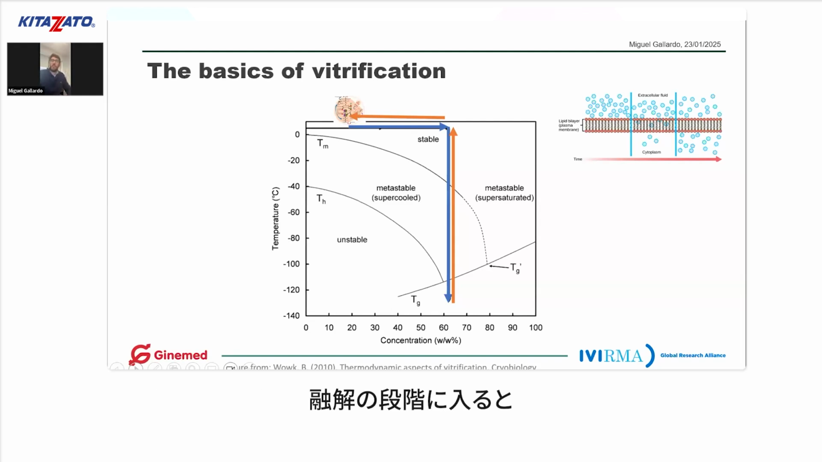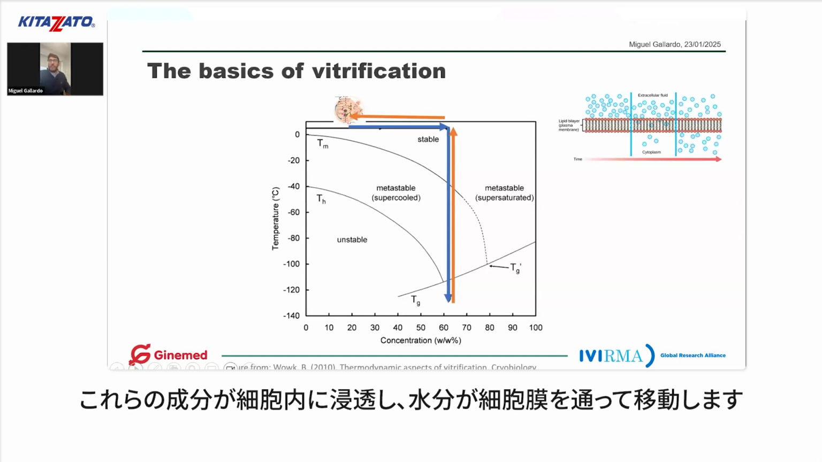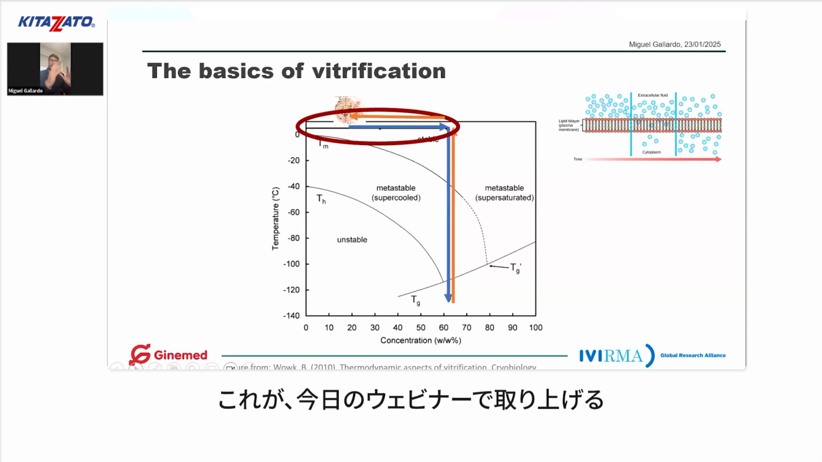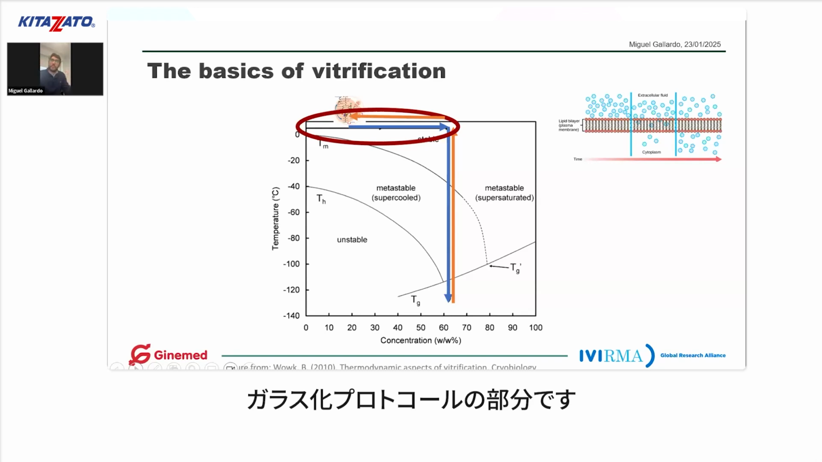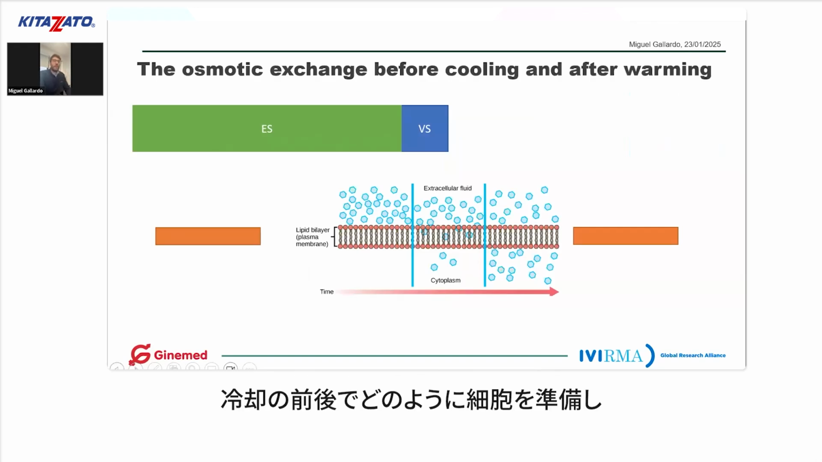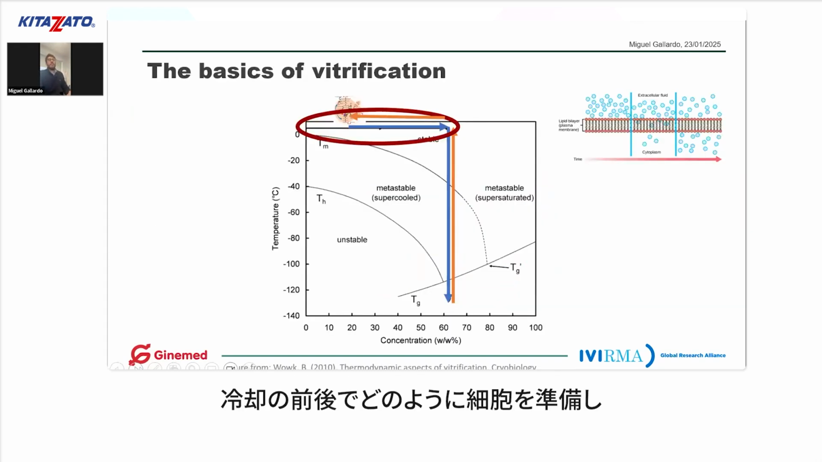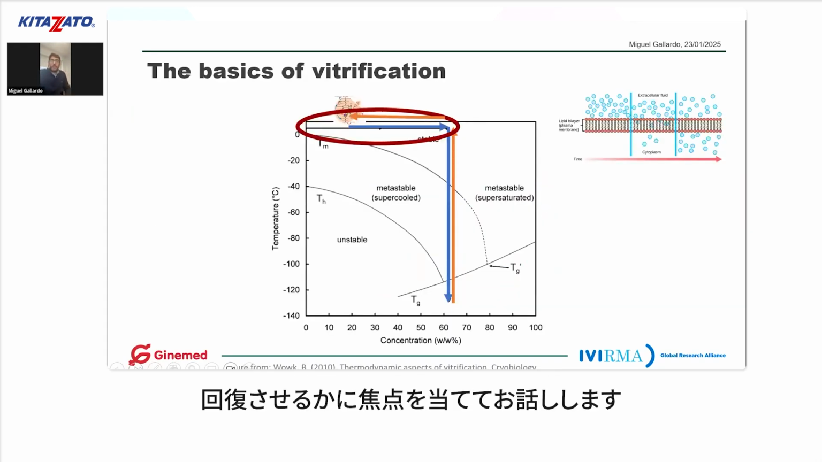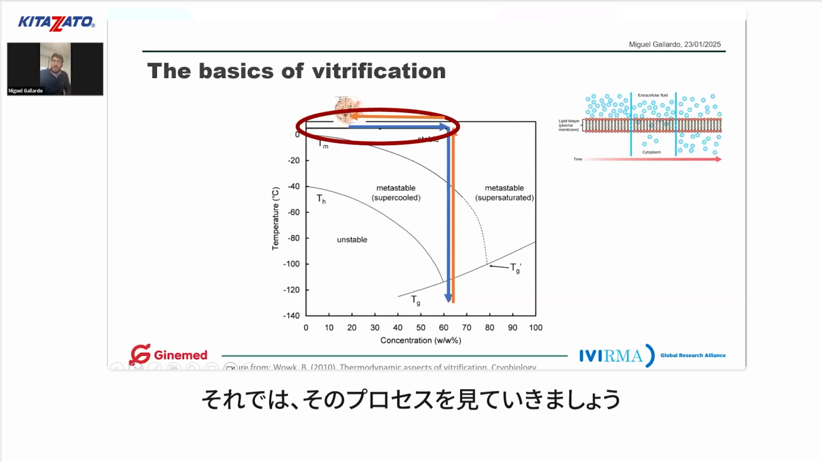And once we do the warming, we do the elution part, the rehydration part, and these components, the cryoprotectants and the water, move through the plasma membrane. This is the part of the vitrification protocol that we are going to talk about today in this webinar. It's not the cooling and warming, but how we can prepare and how we can recover the cells from before and after the cooling and warming. So let's take a look into that.